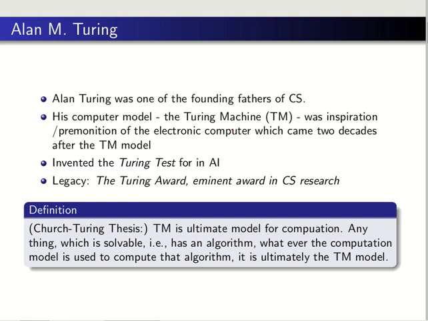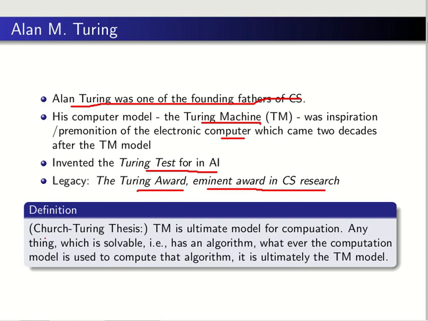You might have heard of the Turing test also, maybe. So Alan Turing was one of the founding fathers of computer science, and the model given by him is called Turing machine, which we are going to study today. It is an inspiration or premonition of the electronic computers. In fact, computers came after say 1954-55, including the COBOL language and the Fortran language. But Turing introduced this model in 1936. Turing died in fact in 1954. He invented the Turing test for testing whether a machine really has artificial intelligence or not. And the legacy, as mentioned, is the Turing Award, which is awarded for eminent research in computer science.